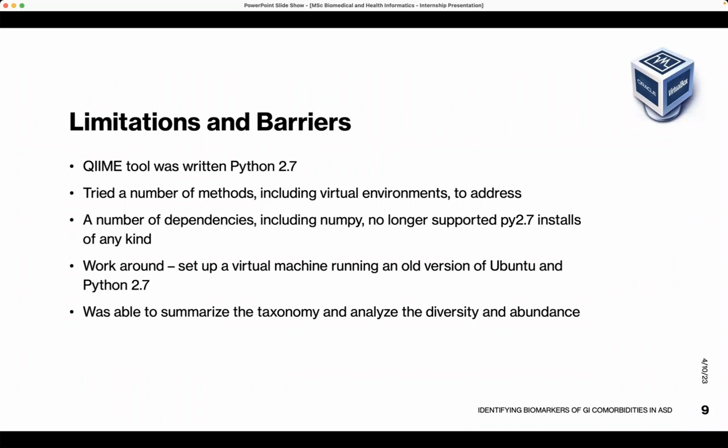So as a workaround, I set up a virtual machine in Oracle VirtualBox, running a very old version of Ubuntu and Python 2.7, and was then able to use that to summarize the taxonomy and analyze the diversity and abundance within the sample.